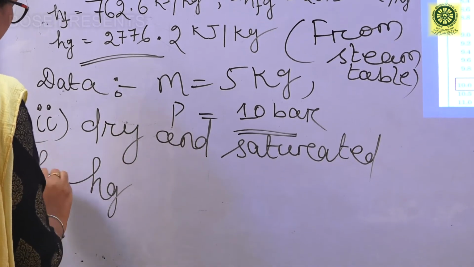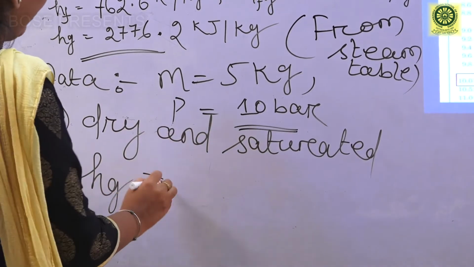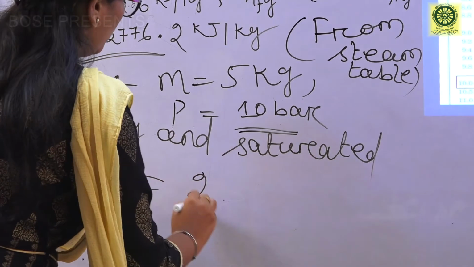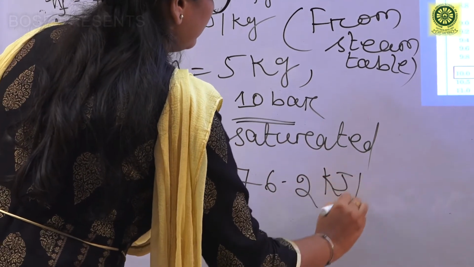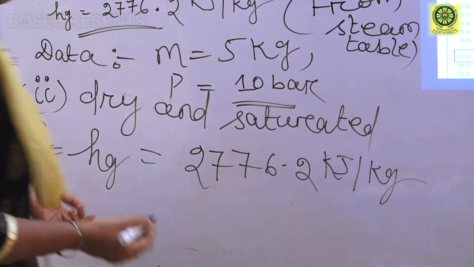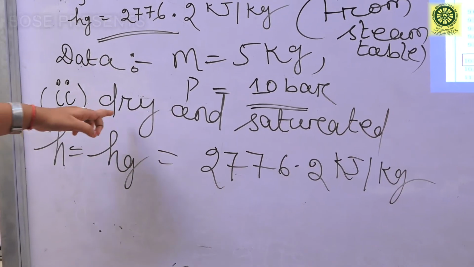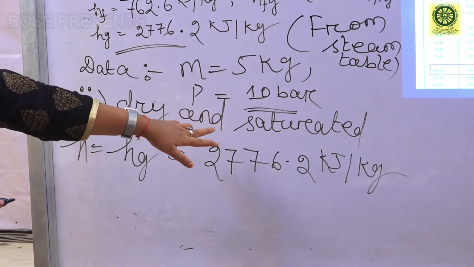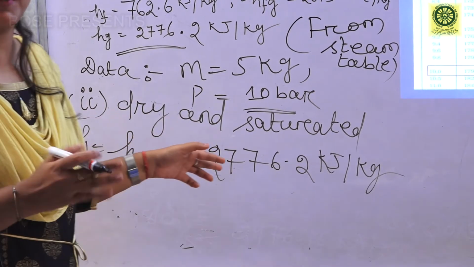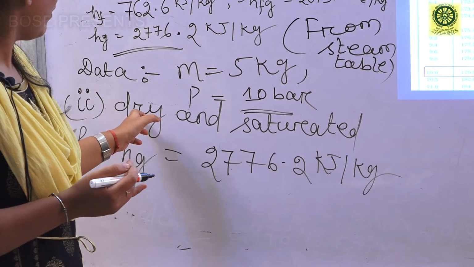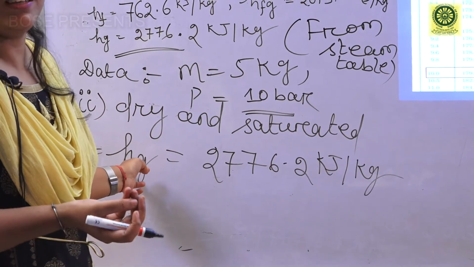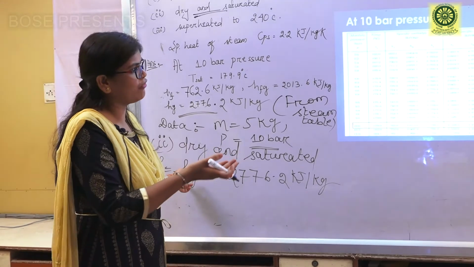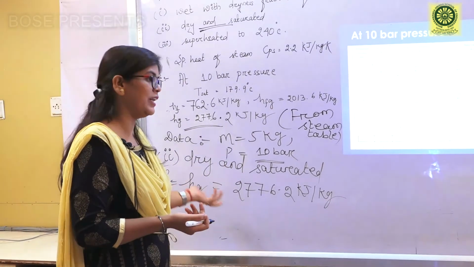So how much will be my enthalpy? That will be equivalent to your Hg, that is 2776.2 kilojoule per kg. So remember, if it is in dry and saturated condition, that means dry steam having dryness fraction 100%, so your enthalpy will be equivalent to your Hg. There is no need of calculation, directly find the value from the steam table and put the value, get the answer.